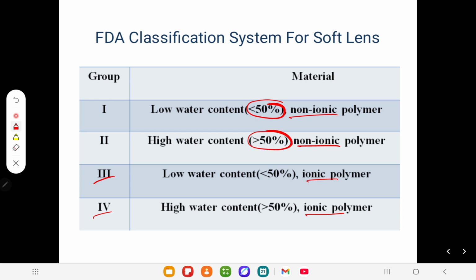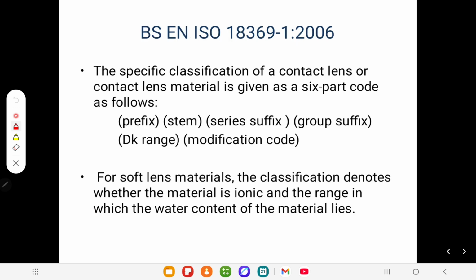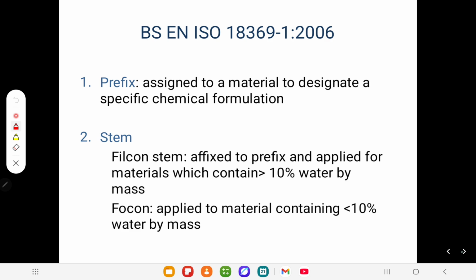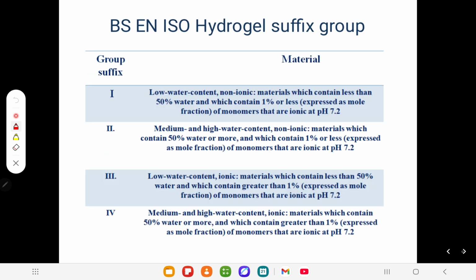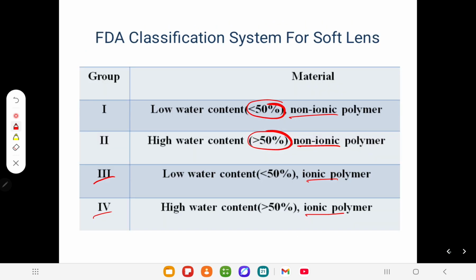So ionic, what do you mean by ionic? I'm definitely going to talk about what ionic and non-ionic mean. Basically, ionic means surface charge is higher. Non-ionic means surface charge is lower. There is a specific amount. I'm going to talk about it later on.